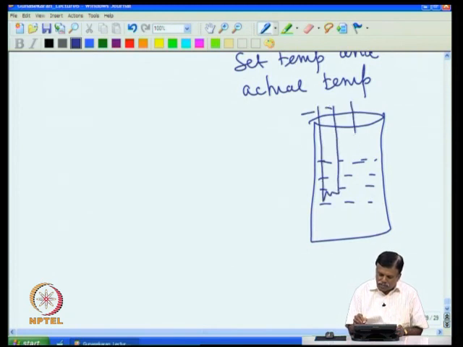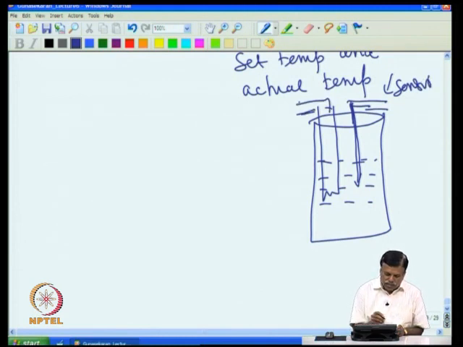Then I also put the sensor here. The sensor in this case is a thermocouple. I will show you how to make this thermocouple. So you have the two ends coming here. This is acting as a sensor, and this is a voltage heater.